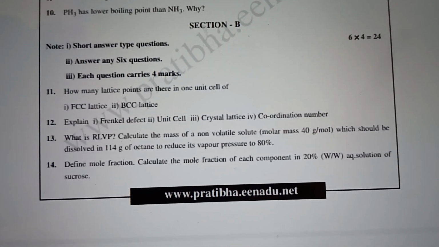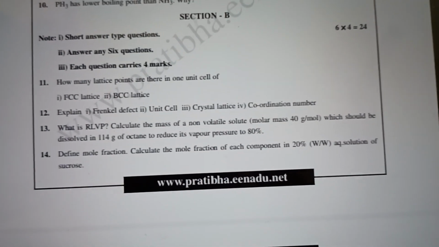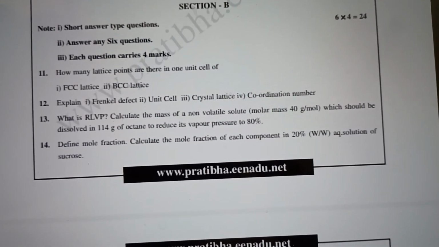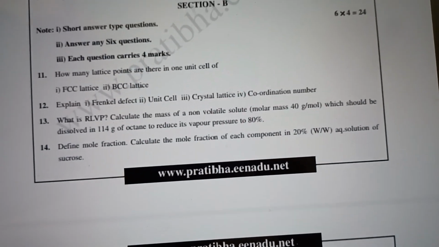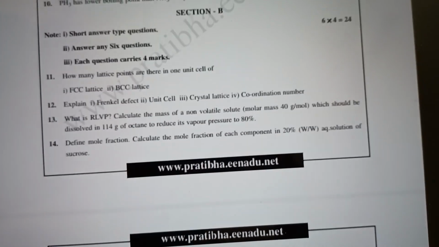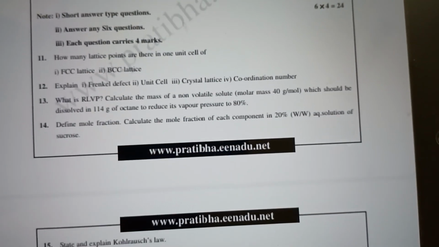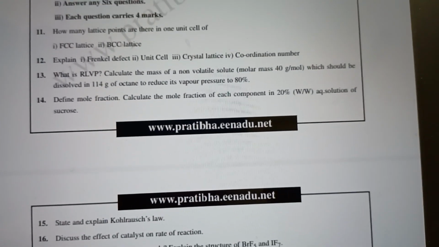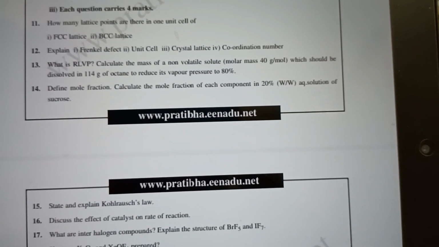Now section B. How many lattice points are there in one unit cell of FCC lattice and BCC lattice? Explain Frenkel defect, unit cell, crystal lattice, coordination number. What is RLVP? Calculate the mass of non-volatile solid that should be dissolved in 114 grams of octane to reduce its vapor pressure to 80%. Define mole fraction. Calculate the mole fraction of each component in 20% aqueous solution of sucrose.